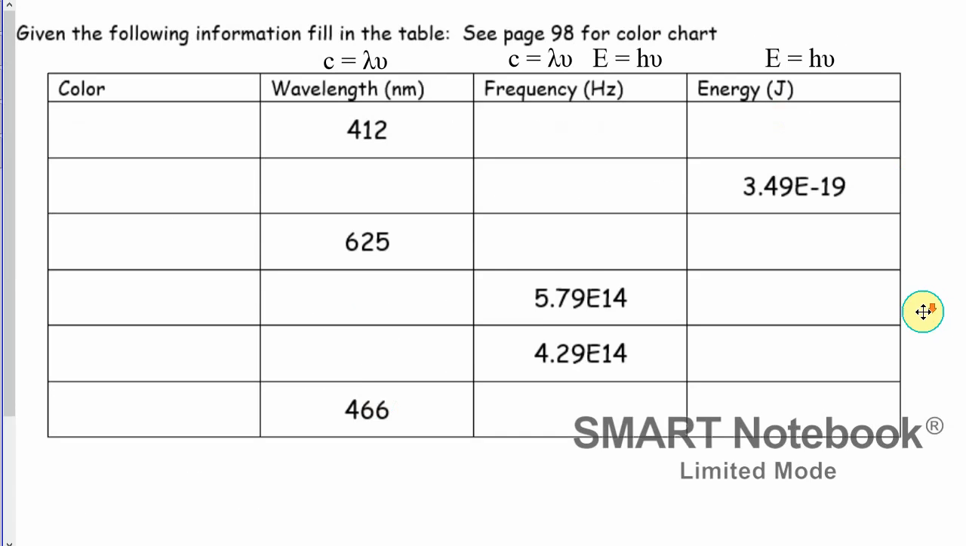And on the data table, we got a bunch of things going on here. I got a column for color. I've got a column for wavelength, frequency, energy, etc. Now up here at the top, I've written in some stuff to help you. To get wavelength, the only formula that has wavelength in it is c equals lambda nu. So to figure out the wavelength, I'm going to have to use that formula.